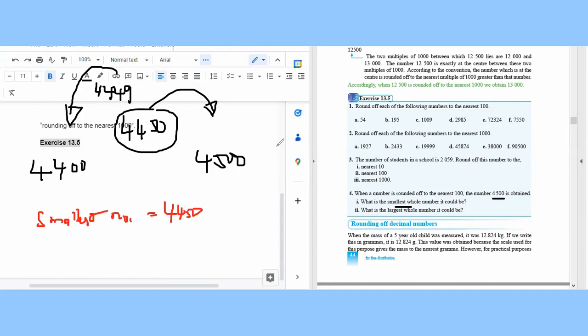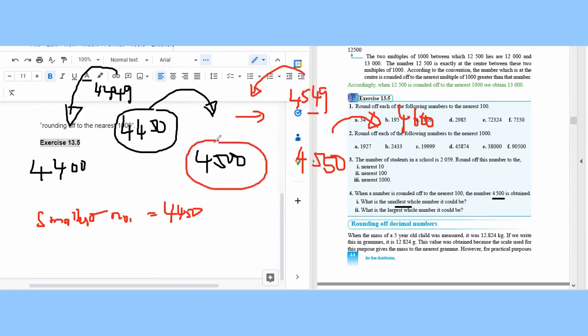Then they ask the largest whole number it could be. So largest means it has to move this way. So 4550 will be giving you 4600. So one less than 4550 would be 4549. If it is 49, the tens column is 4. So it is rounding down. So rounding down means 4500. So this is the number. So the largest number would be 4549. And that is the answer.